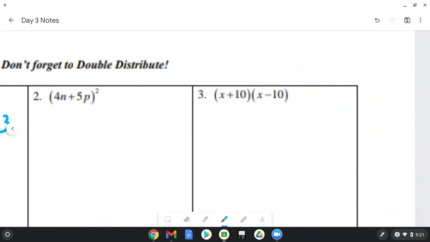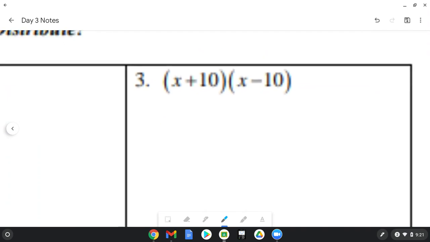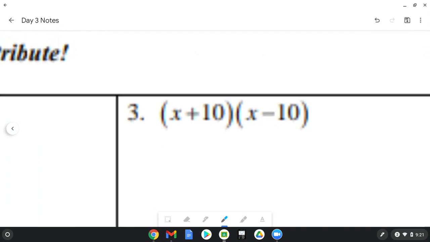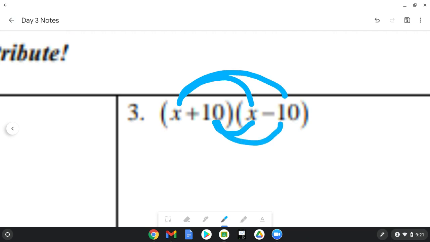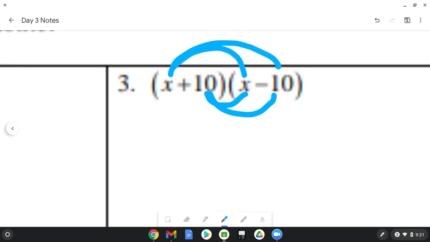Number 3 is one of our special cases with this, because if we multiply this correctly, we do the first times the first, the first times the second, the second by first, and the second by second. You're going to notice something that happens to the middle terms, because these two binomials are known as what's called conjugates, and they're the exact same binomial but opposite signs in between. So that's going to do something to our problem.